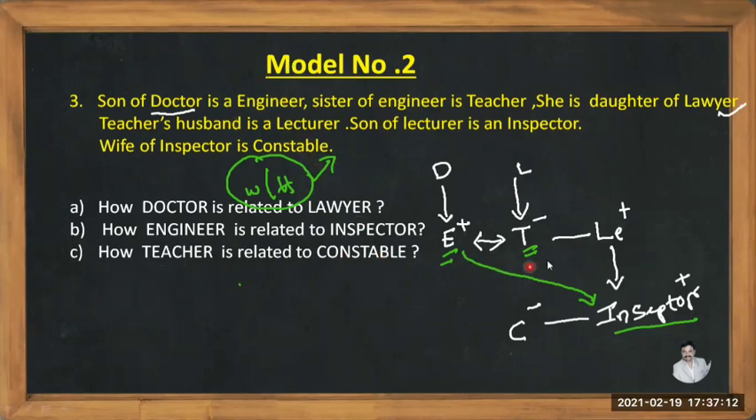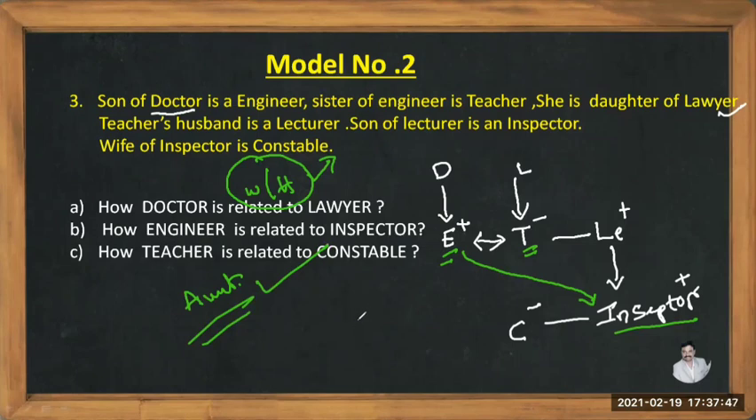Very simple, my friend. See, teacher and constable. I know that the inspector is the son of the teacher. As she is the wife of the inspector, she must be the teacher's son's wife. So that's nothing but daughter-in-law. She must be the daughter-in-law of the teacher. But we need to frame the relation from teacher to constable, so the answer would be that the teacher must be the mother-in-law. That's it. So like this we can answer all those questions.